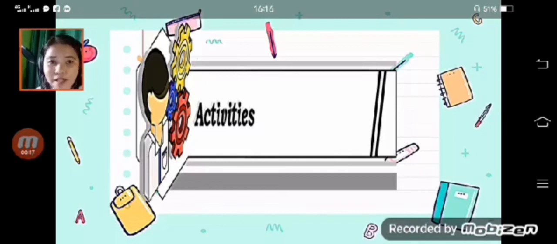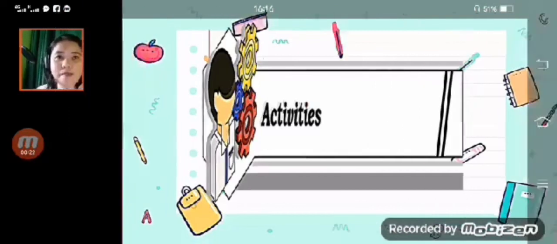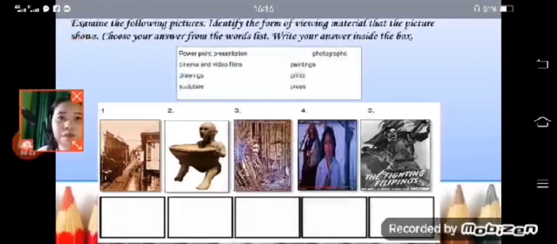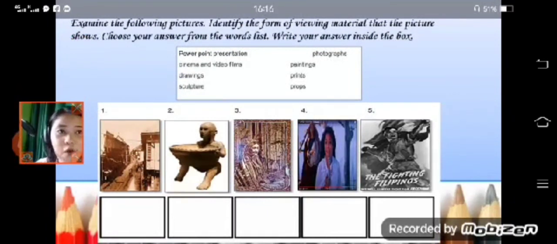In our lesson a while ago, you distinguished the various viewing materials. So today, let's have these activities. Examine the following pictures. Identify the form of viewing material that the picture shows. Choose your answer from the word list. Write your answer inside the box. We have here eight different viewing materials inside the box: PowerPoint presentation, cinema and video films, drawings, sculpture, photographs, paintings, prints, and props.